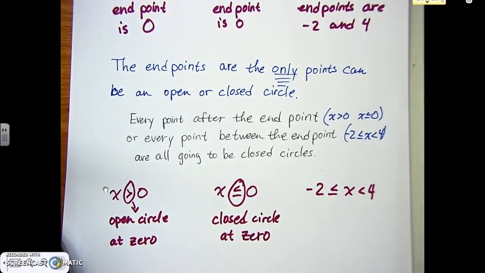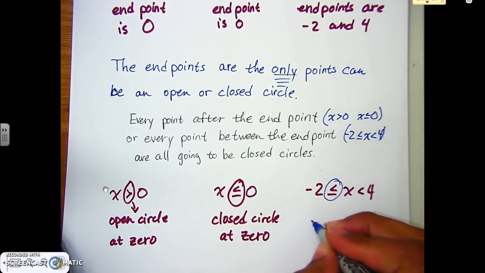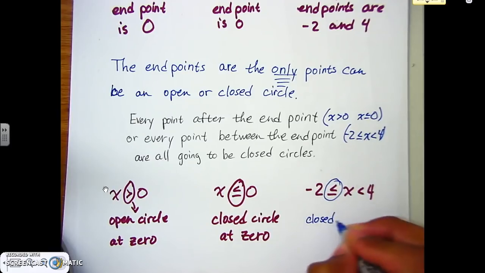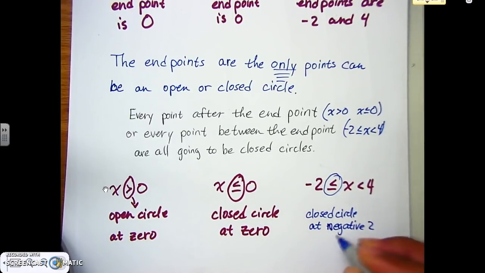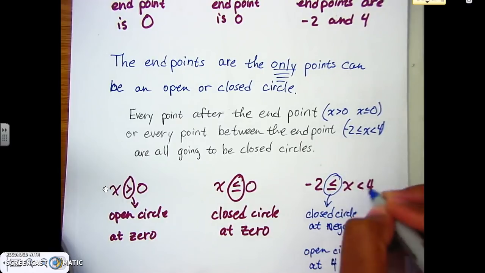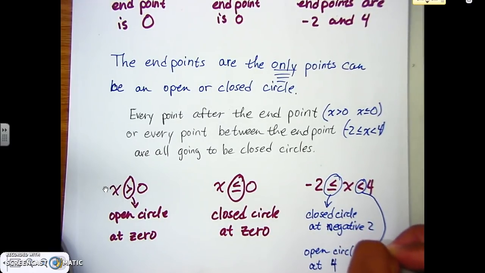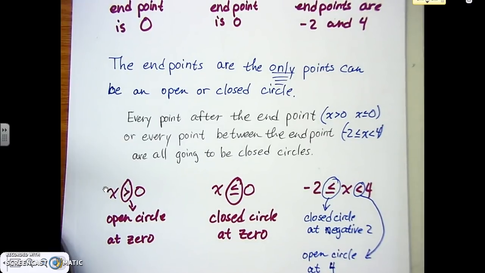But on these two here, there are two separate ones. It's a closed circle at -2, and an open circle at x equals 4, or at 4. So this one goes to that one, and this one comes here. You just have to remember what open and closed circles mean.